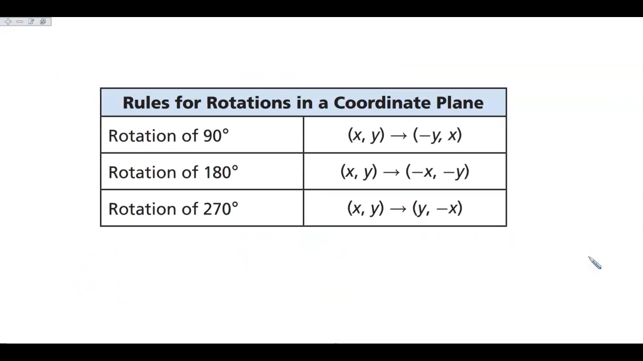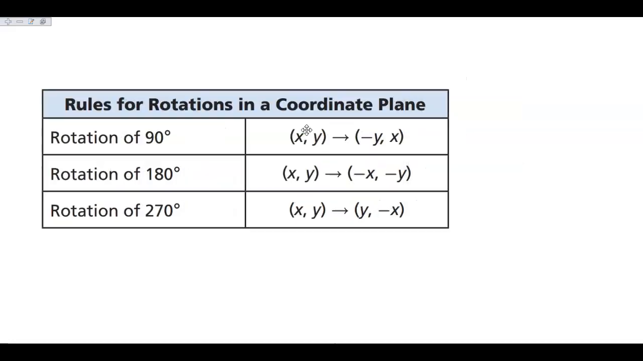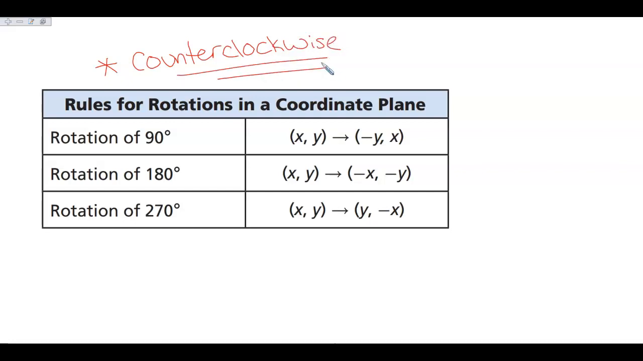So what we're going to look at here is rules for rotation in a coordinate plane. Again, all of these are going counterclockwise. Okay, this is important to know. This is always, always, always going to be a counterclockwise rotation. So please make this note in here just to remind yourself on this side of the page as well. All right, so let's take an example, 0.37.